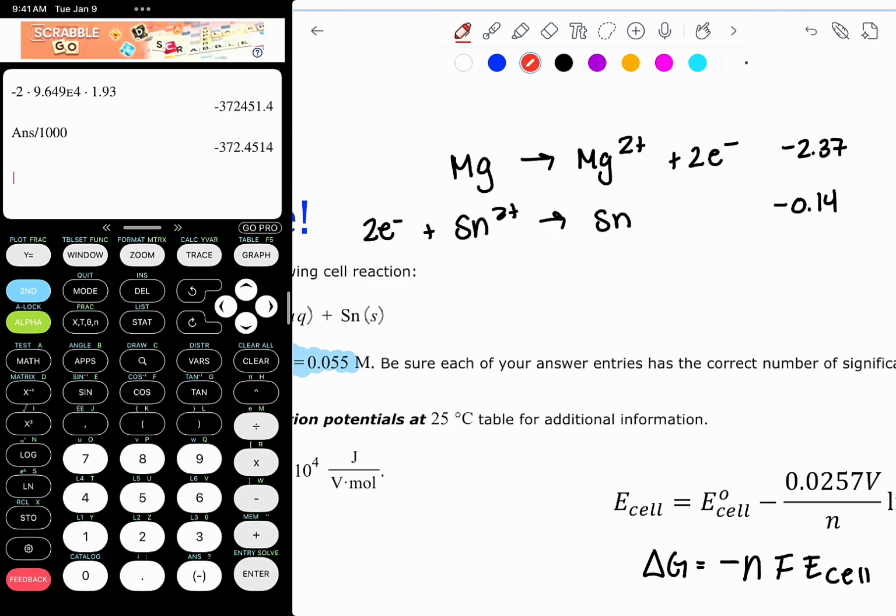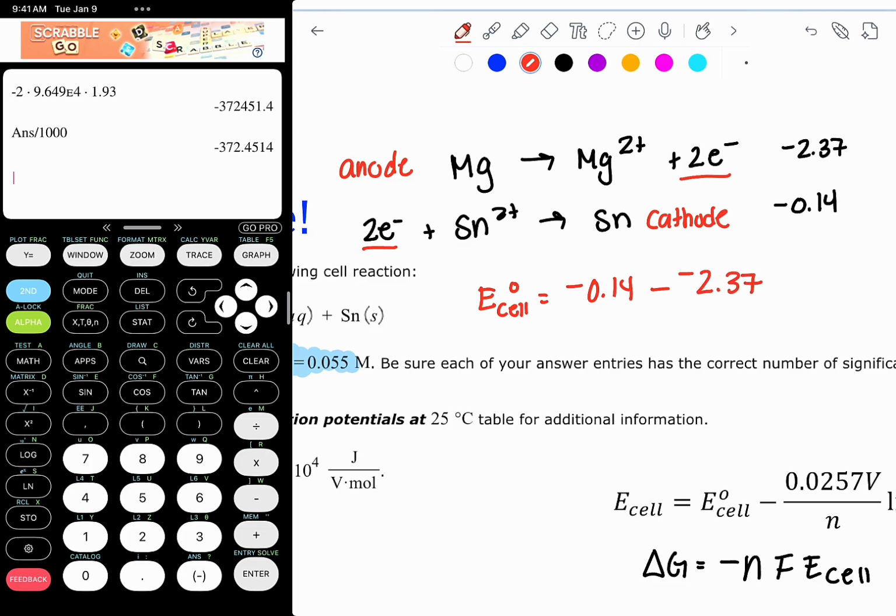Our magnesium is going to be our oxidation because my electrons are on the product side, so that's going to be my anode. And then my tin is going to be my reduction because the electrons are on the reactant side, so this is going to be my cathode. So if I want to calculate E cell naught, I'm going to do cathode minus anode. So I'm going to do negative 0.14 minus negative 2.37.